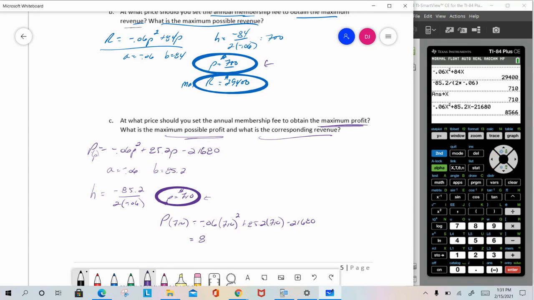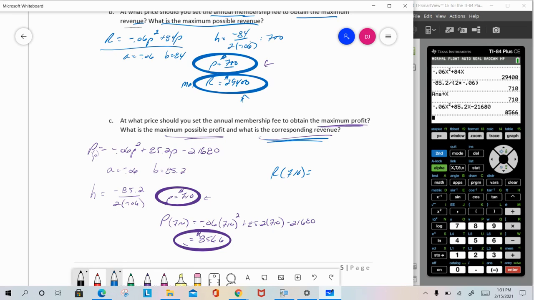My maximum profit is 85.66. Okay. And then the question here is, what would be the corresponding revenue? Well, my revenue at a price of 710 is going to be less than 29,400. I know it's going to be less than 29,400 because 29,400 is my maximum revenue with a price of 700.